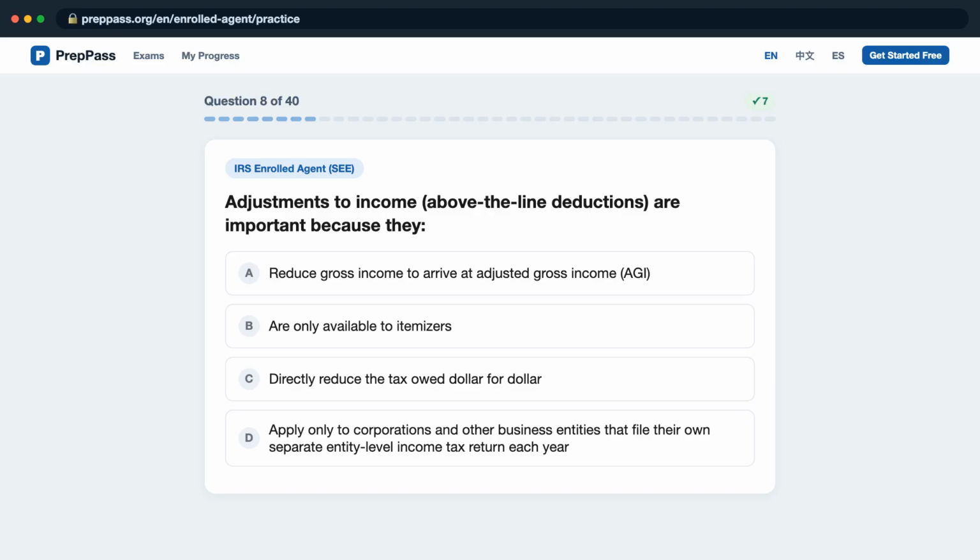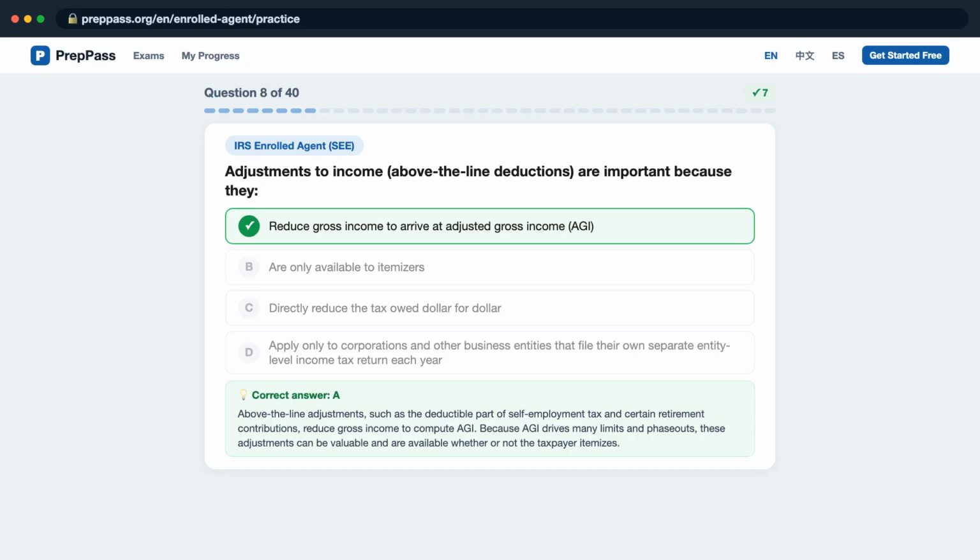Question 8. Adjustments to income, above the line deductions, are important because they, is it A, reduce gross income to arrive at adjusted gross income, AGI? B, are only available to itemizers? C, directly reduce the tax owed dollar for dollar? D, apply only to corporations and other business entities that file their own separate entity-level income tax return each year? The correct answer is A.